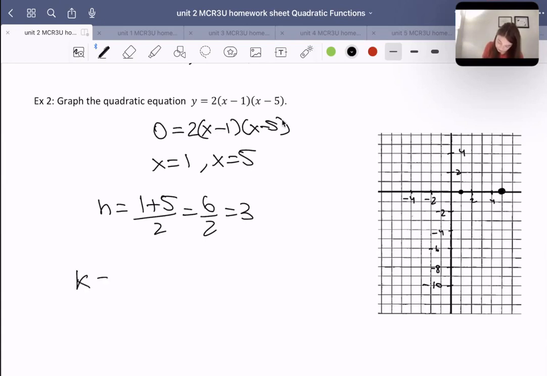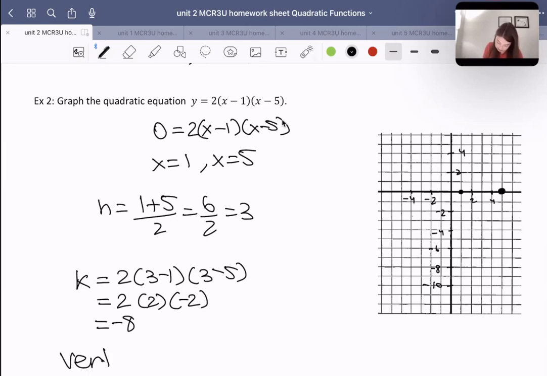And then our k value is, we're going to just plug in 3 for x to find it. So we end up with 2 times -2, which is -8. So therefore our vertex is 3, -8. So let's find that. 3, -8 is right there, and the parabola opens up, right, as expected, because that a value, which is the 2 right here, this very first number here, is positive, so we do expect it to open up and have a minimum. Like that. All right, very good.